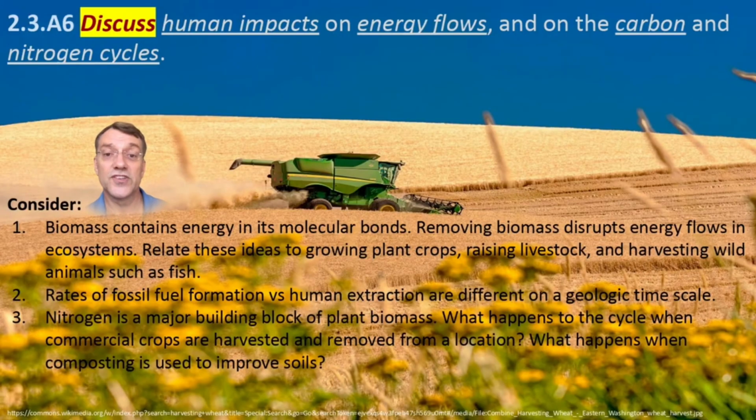If you're asked to discuss human impacts on energy and matter flows on your exam, you want to consider how agricultural practices, fossil fuel use, and deforestation disrupt natural cycles. Harvesting biomass removes energy that's stored in molecular bonds. Fossil fuel extraction occurs much faster than those fossil fuels are formed. Nitrogen-rich crop removal depletes soil nutrients unless they're replaced through natural soil amendments or commercial synthetic fertilizers.